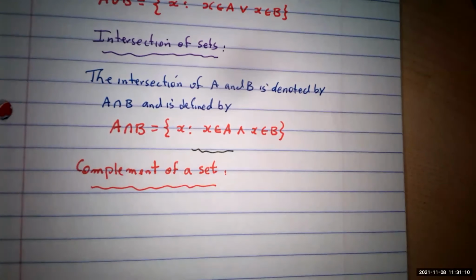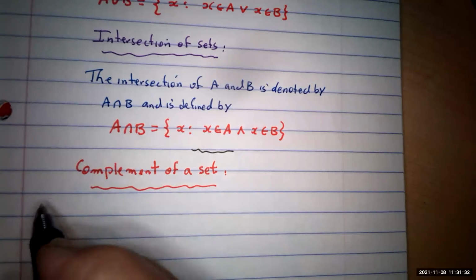The complement of the set is, again, remember we introduced a universal set. All the sets are coming from a source. That source is called the universal set. So the complement of the set is whatever is outside of the set. The elements that are not in the set A are called the complement of the set.